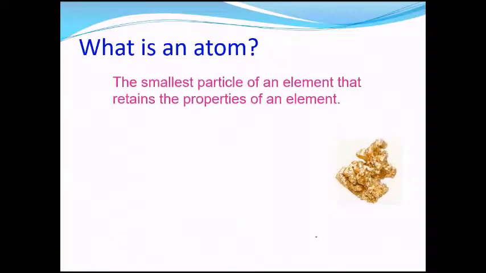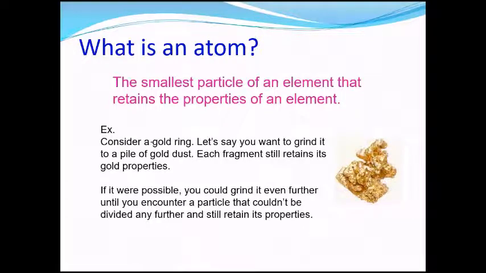So what is an atom? The smallest particle of an element that retains the property of the element. So we have a gold ring here, and we break it down into gold dust. As long as we haven't broken it apart into its subatomic particles, it's going to retain those properties of gold. Okay? So if you get further, though, where you're breaking it up into protons, neutrons, electrons, which takes a lot of energy, it's not an easy thing to do, by the way, then it would no longer retain those properties and be other elements.